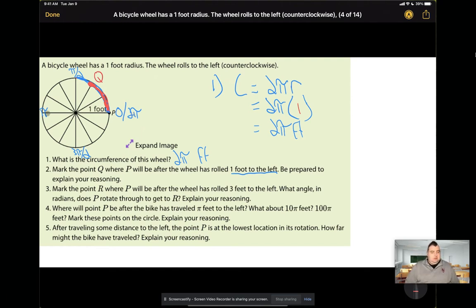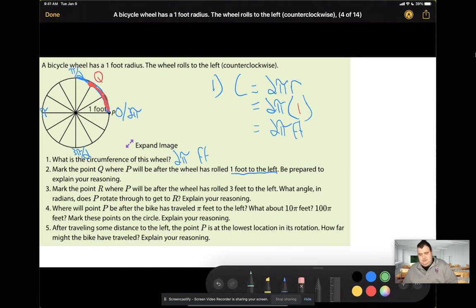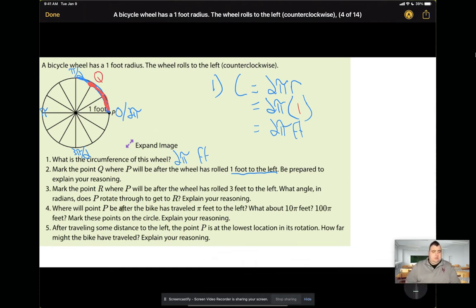Okay. So that's number 2. Number 3, I'm going to do in a different color. Mark the point R where P will be after the wheel has rolled 3 feet to the left. What angle in radians does P rotate through to get to R?